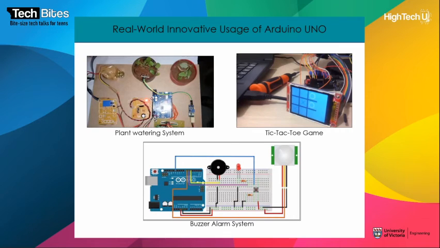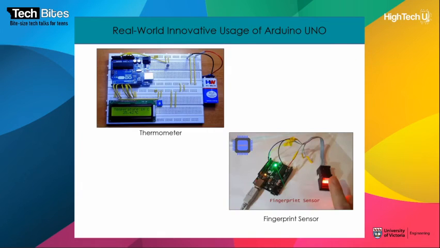There are a few real-world innovative usages of Arduino Uno. The first one is a plant watering system. Using this Arduino system, you can water your plant every day without forgetting. You can also play a tic-tac-toe game. There's also a buzzer alarm system for your house security. There's also a thermometer and a fingerprint sensor. These are all real-world examples of Arduino Uno, and they are really good to start learning Arduino Uno.